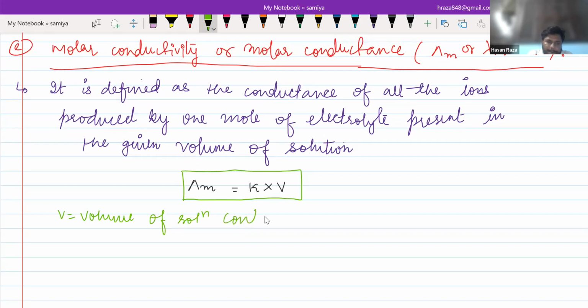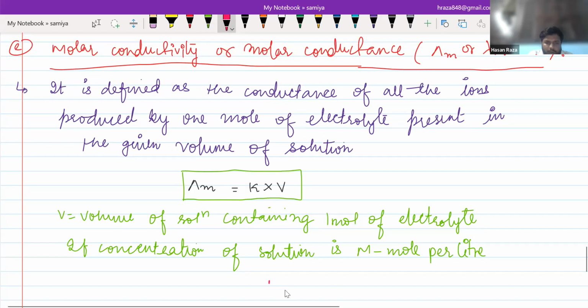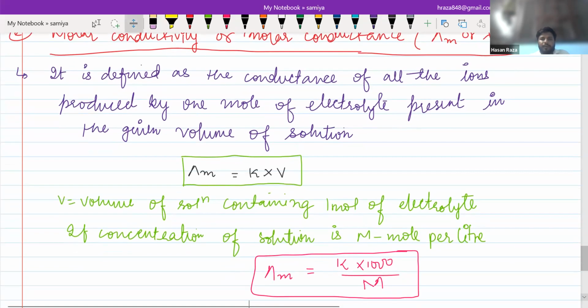That's why. So V is basically the volume of solution containing 1 mole of electrolyte, and now if the concentration of solution is M mole per liter, that means molar conductivity will be equal to kappa into 1000 upon molarity M mole per liter. So please write it, and then I will again explain it. It's very easy.